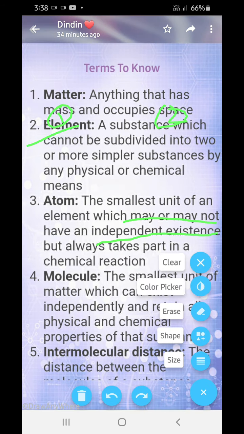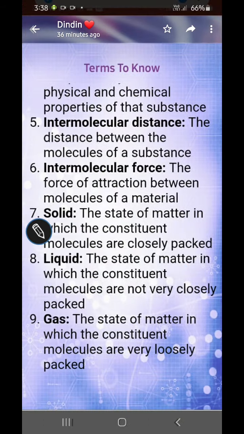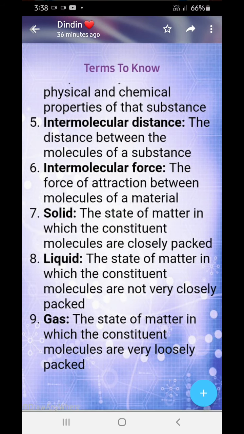Intermolecular distance: the distance between the molecules of substances. So the distance that is between the molecules of substances is known as the intermolecular distance. What is the intermolecular force? The force of attraction between two substances is known as intermolecular force.